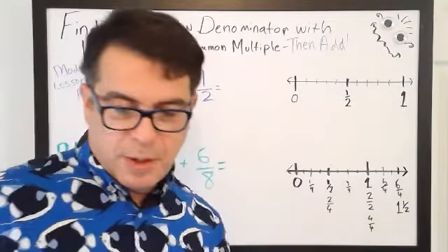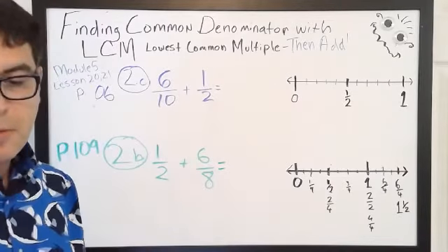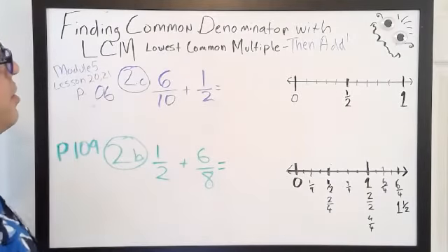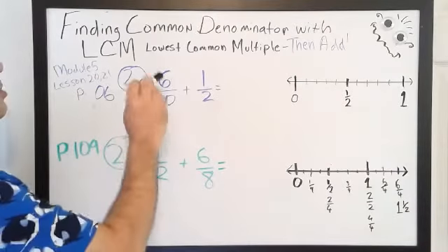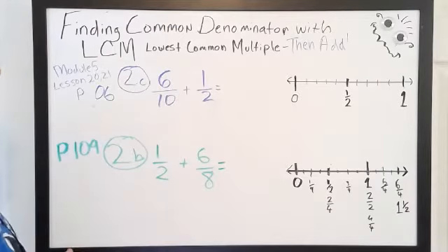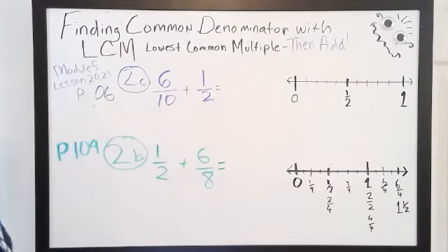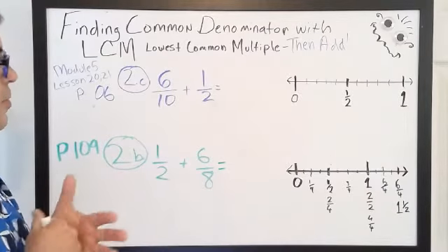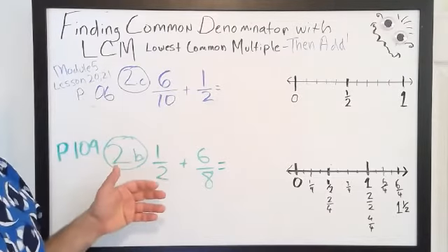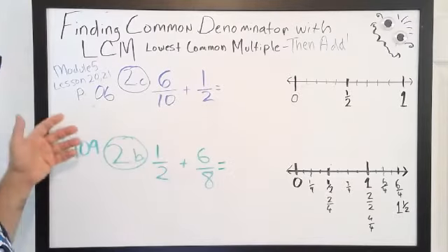Okay, here we are again, and we are looking at our whiteboard. We're going to look today at finding common denominators with LCM, lowest common multiple, then add. But we've been over this before, and in lessons 20 and 21, we're not actually looking for the least common multiple because these fractions share a common factor. So let's look at these real quick.